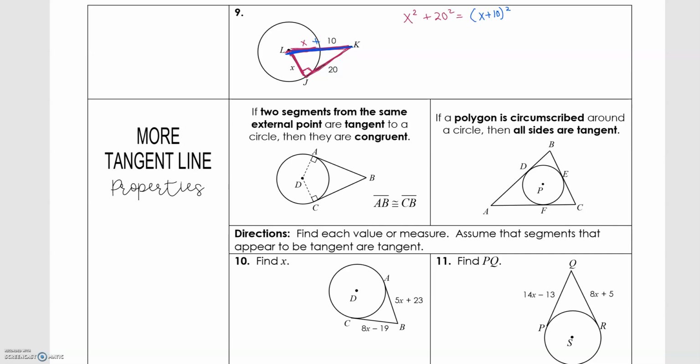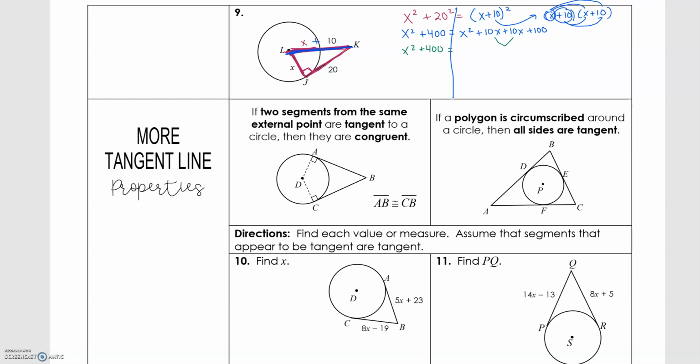So watch what I'm going to do. I'm going to do x squared plus, and 20 squared is just 400. But over here, I have to do x plus 10 times x plus 10. So I do my double distributive property. I do x times x, which gives me x squared, and then x times 10, which gives me 10x, and then I do 10 times x, which gives me 10x, and 10 times 10, which gives me 100. Okay, I know it looks crazy. That's why I didn't do it in the last video. Okay, so x squared and 400 just stay.